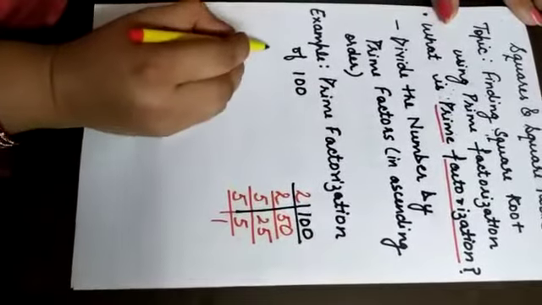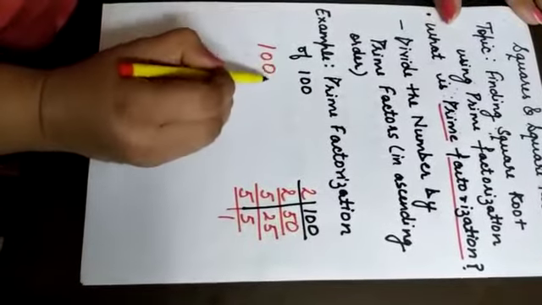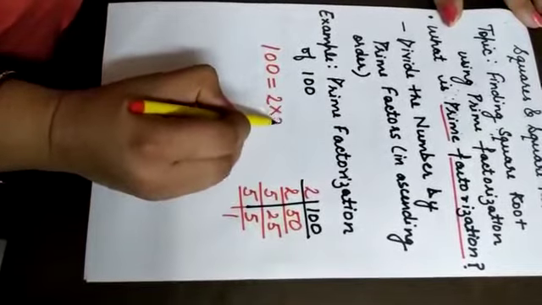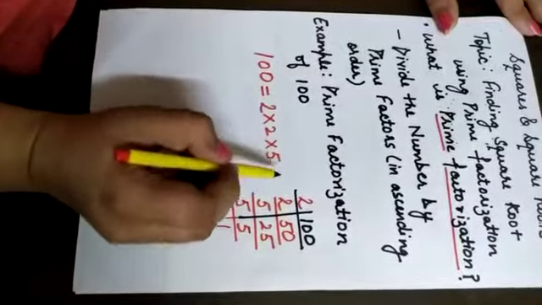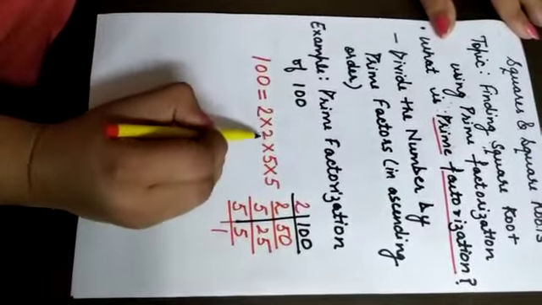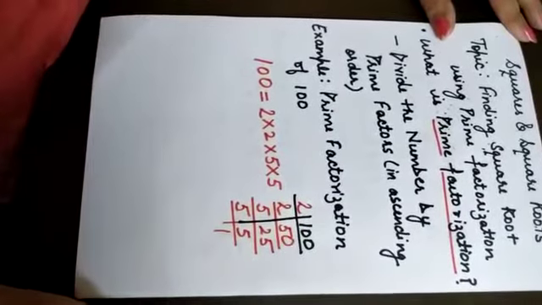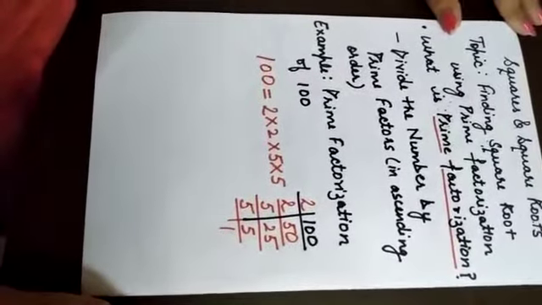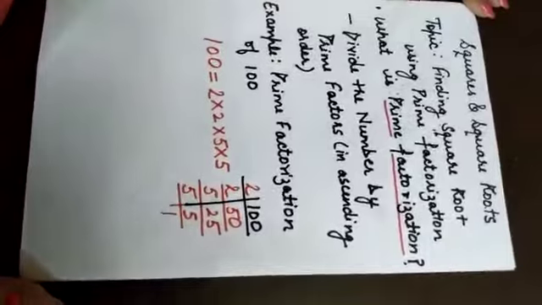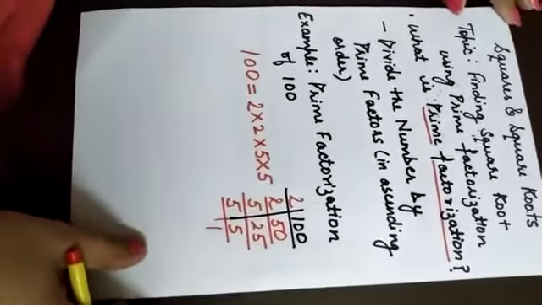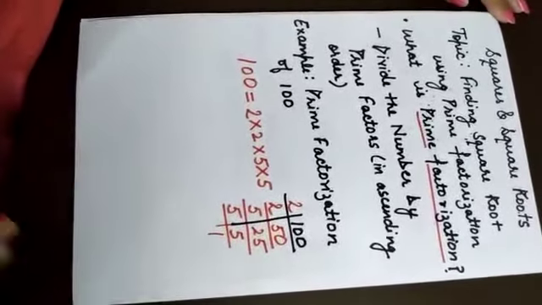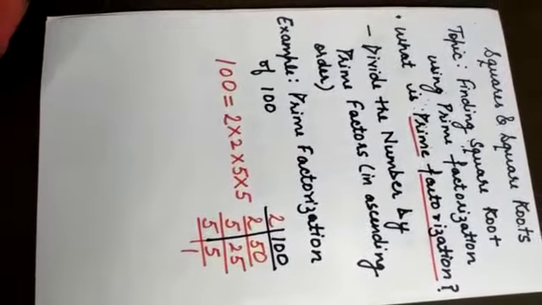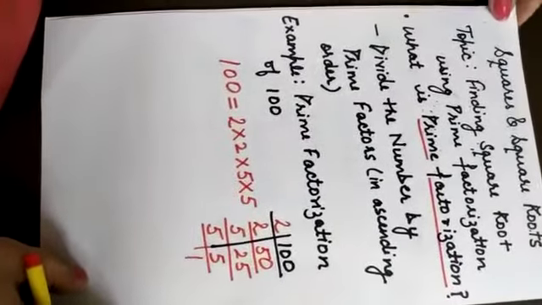So this was the prime factorization of 100, and 100 can be expressed in terms of prime factors, or say as a product of prime factors, as 2 x 2 x 5 x 5. So this was the prime factorization of 100, or say the expression of 100 in terms of prime factors. So let us now correlate this prime factorization to finding out square roots, or using this method of prime factorization to find the square root of a number.